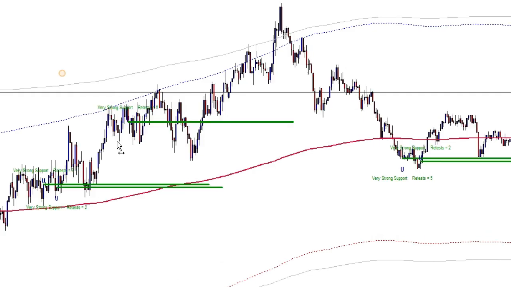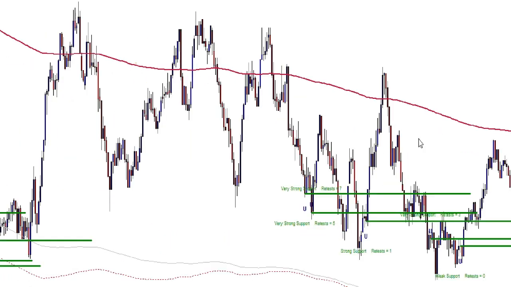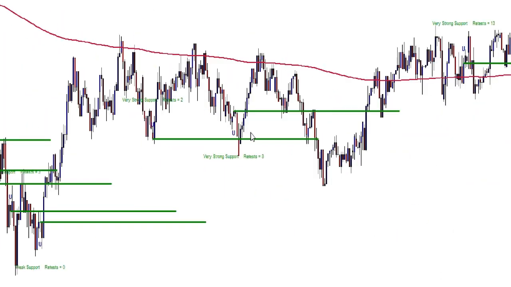So that's how we're going to be using this. You can see here, the signal was generated here, the U-turn signal was generated here, and the candle respected this signal, and then the price moved back up until it hit this moving average. It went back down to the lines, and then moved back up again, and then came down again. So you can see this moving average is also used as a support or resistance line.